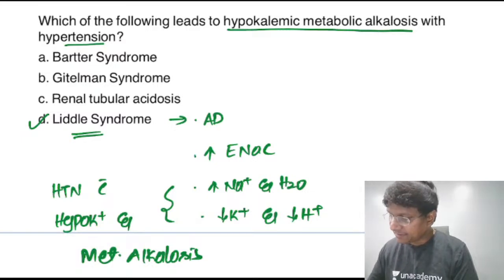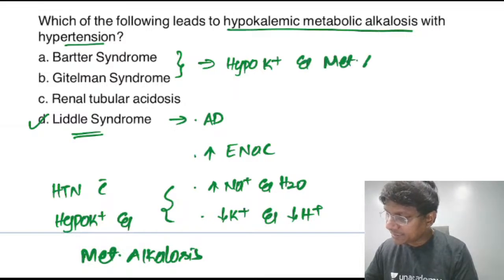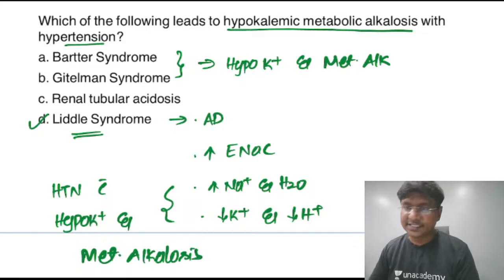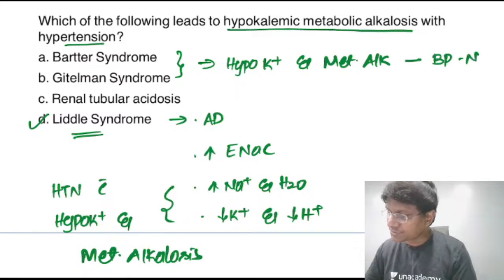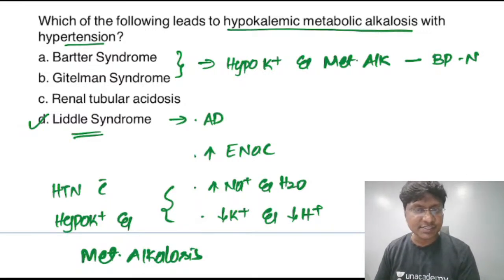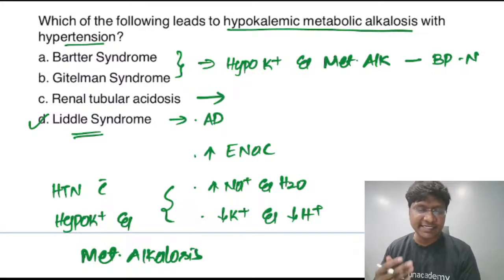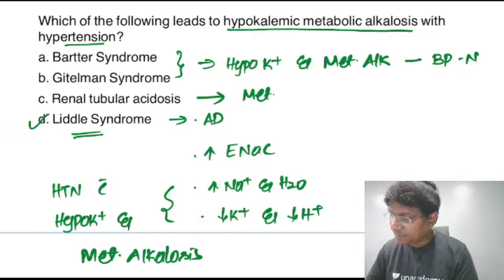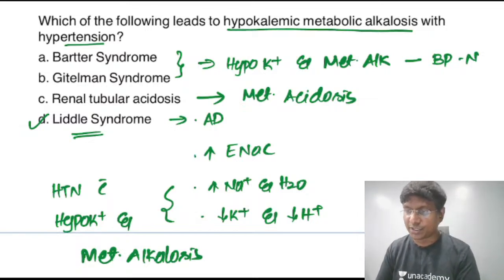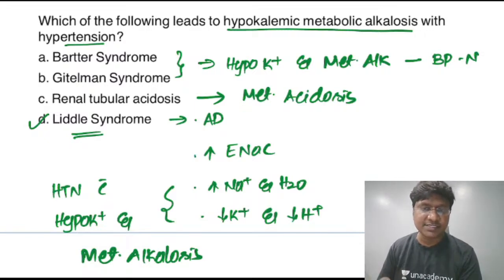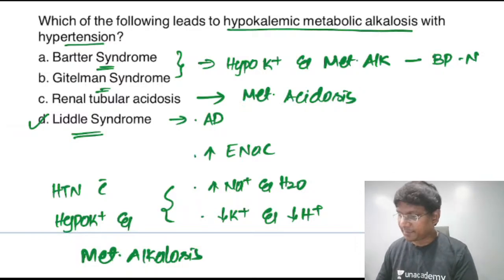Whereas in Bartter's and Gitelman's, these patients will have hypokalemia and they also have metabolic alkalosis. But the point is, in Bartter's and Gitelman's the blood pressure will be normal. They will not have hypertension. So that is the reason why Bartter's and Gitelman's are ruled out. Now, what about renal tubular acidosis? That can be easily ruled out because these patients will have metabolic acidosis but not metabolic alkalosis. One more important point about Bartter's and Gitelman's: Bartter's resembles the loop diuretics, and Gitelman's resembles the thiazide diuretics. That is what you need to remember.